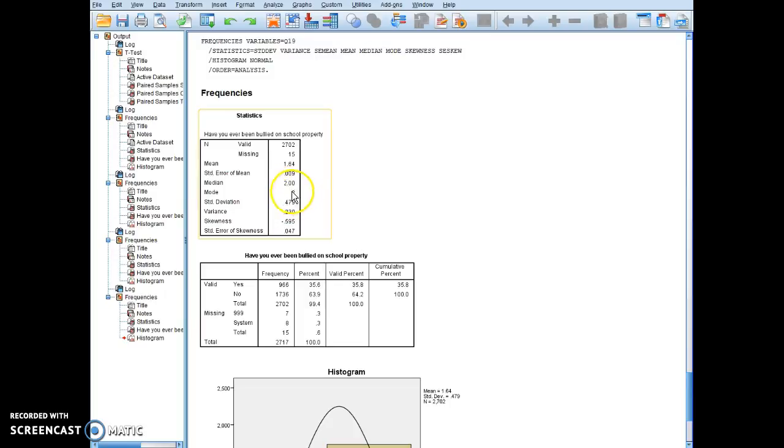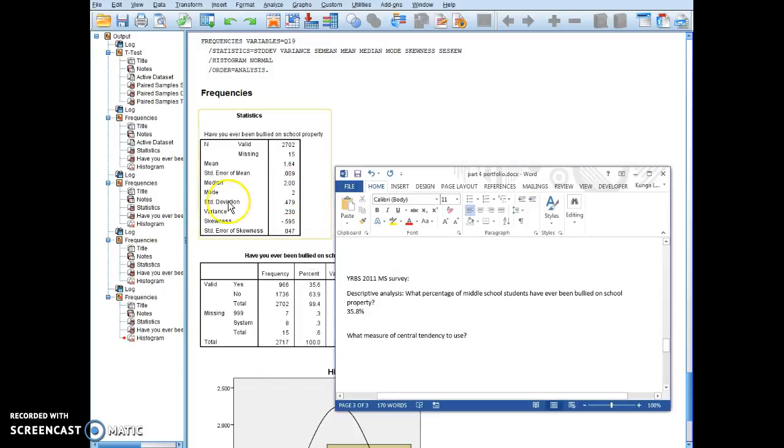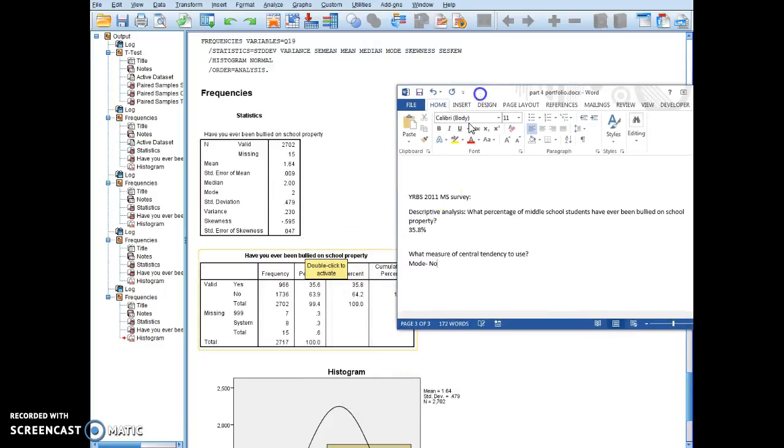So this can be tricky. When you're answering this question, you cannot answer that the mode is 2. The mode is 2 means that the mode is no, where the frequency of students is 1,736. That is higher than 966. So our answer would be mode, and if it asks which one, we would say no instead of 2, because 2 is just a general coding. And so this is how you basically run descriptive analysis, looking at the frequencies and the percentages of the data.